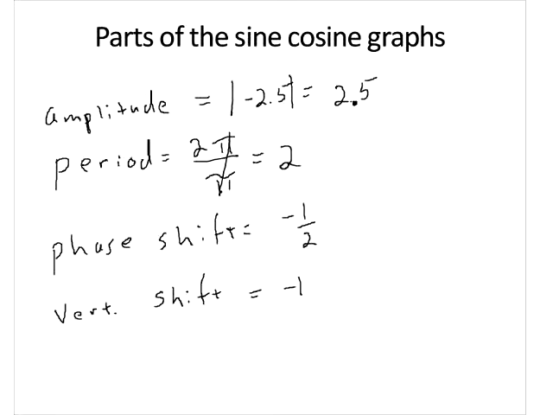So the amplitude will change the overall height. The period will change how fast it repeats. The phase shift changes where we start. And the vertical shift will change how far up or down the whole graph is shifted.